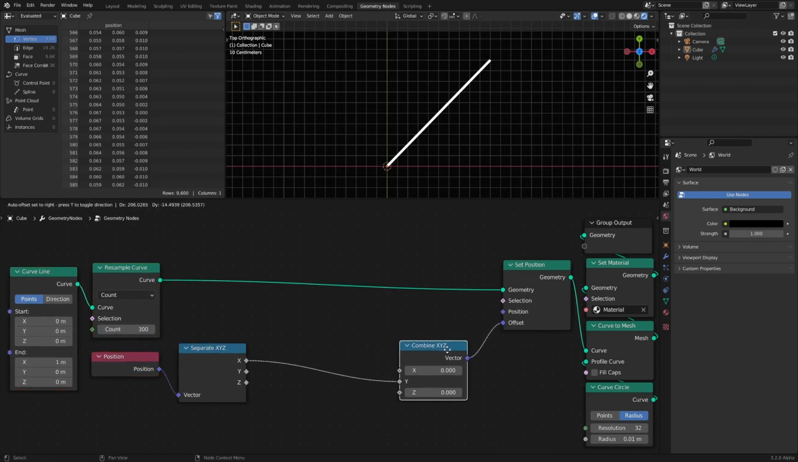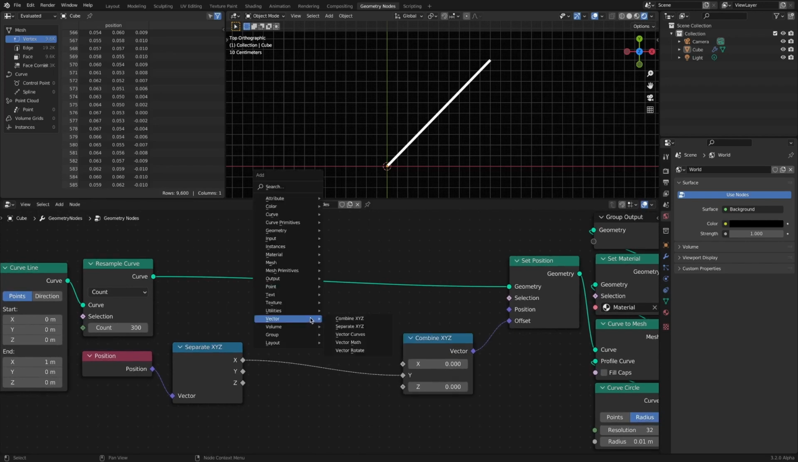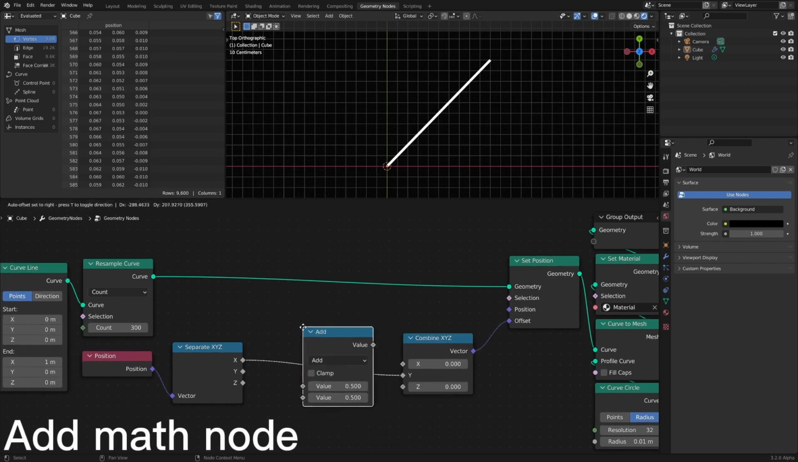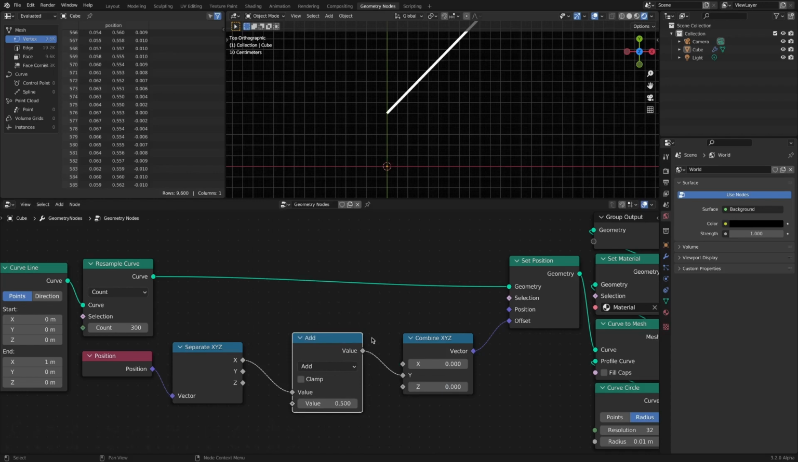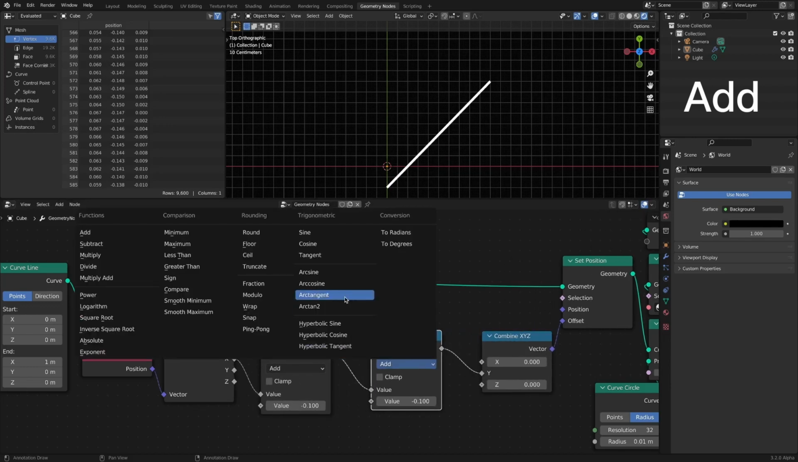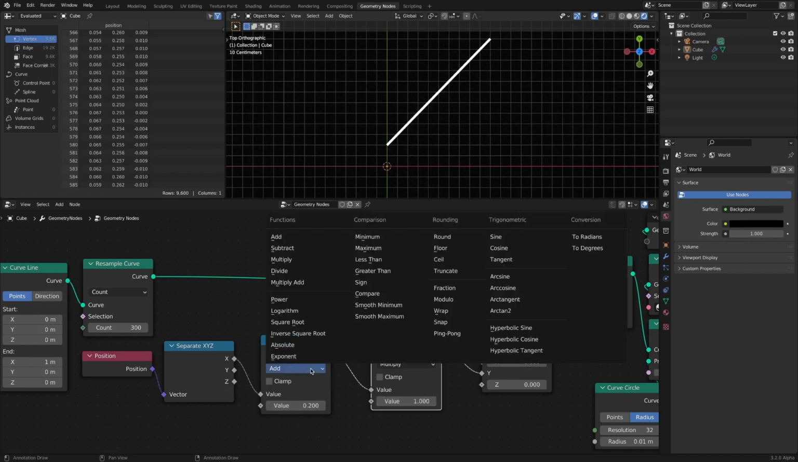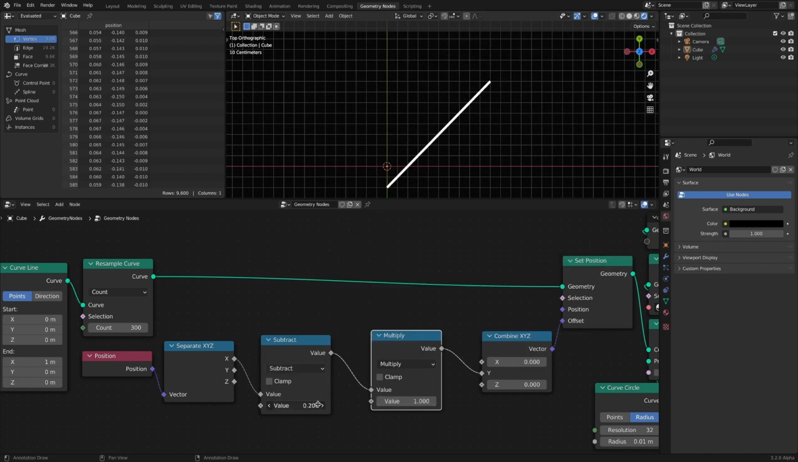Based on this direct proportional graph, we add a math node and look at it visually. First, the add node. The add mode does not change the shape of the graph, but offsets the starting point. Duplicate the math node to amplify the value and turn it into a multiply node. Add and subtract modes show the same result.